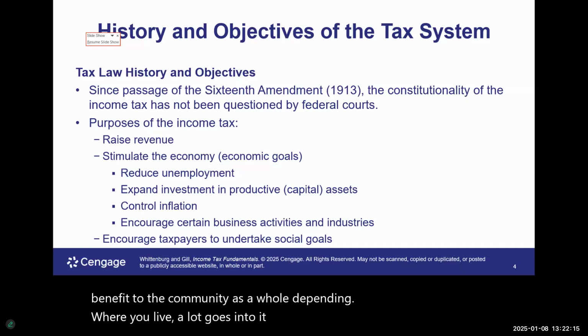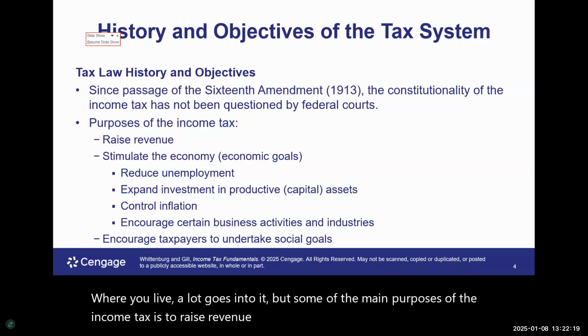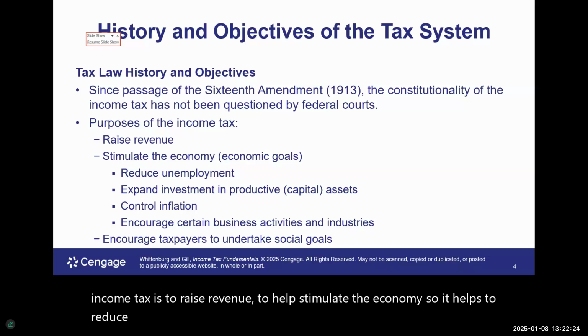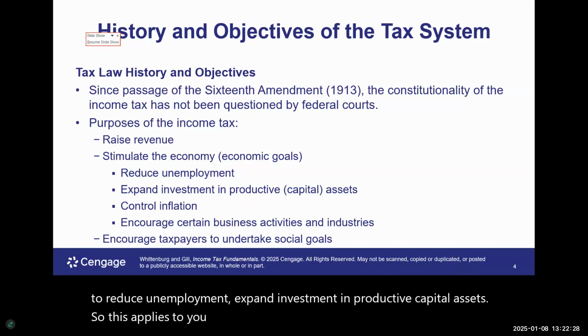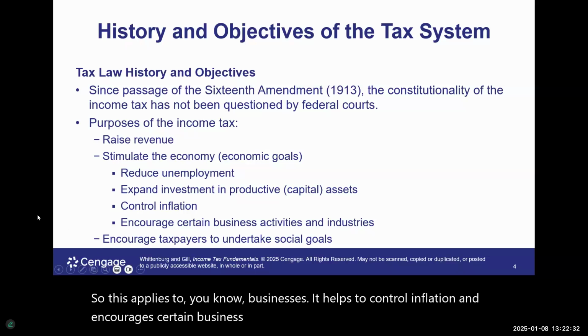But some of the main purposes of the income tax are to raise revenue and to help stimulate the economy. So it helps to reduce unemployment and expand investment in productive capital assets. This applies to businesses. It helps to control inflation. It encourages certain business activities and goals, and it encourages taxpayers to undertake certain social goals.